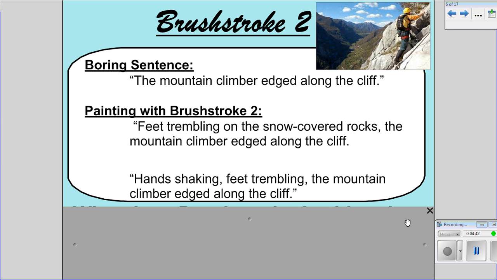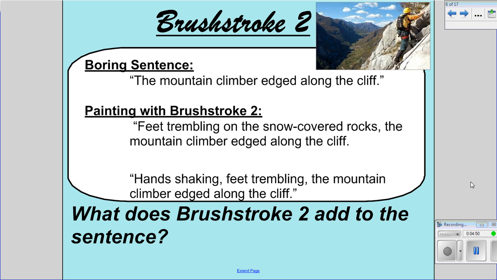Here's another example. Hands shaking, feet trembling, the mountain climber edged along the cliff. Well, what does brushstroke 2 add to our sentence? Here you're going to see that we still have that verb, the thing that our mountain climber is doing with that -ing, so trembling or shaking. But now what we're doing is we're adding a noun in front of that. So, for example, in the first sentence, what is trembling? Well, his feet are trembling. In the second sentence, what is shaking? His hands are shaking. And what is trembling?